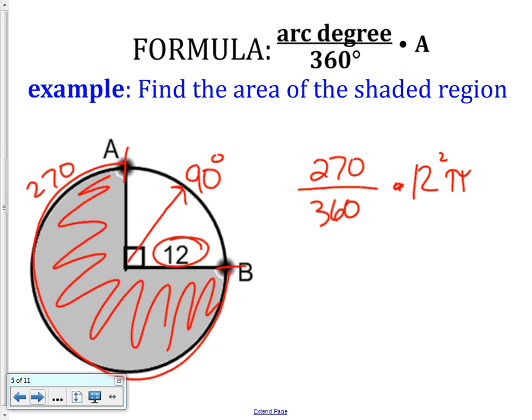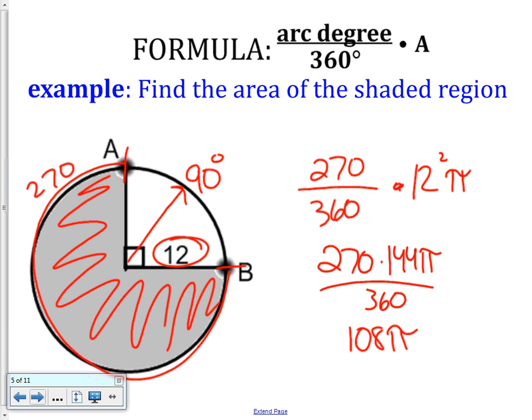All right, so now I have 12 squared is 144. So I want to do 270 times 144, which gives me 38,880, and divide it by 360. And I end up getting 108 pi. Okay, so I squared my 12, multiplied it by the 270, and divided by 360. And I got 108 pi. All right, so just make sure you know which region that you are looking for and which arc measure that goes with.